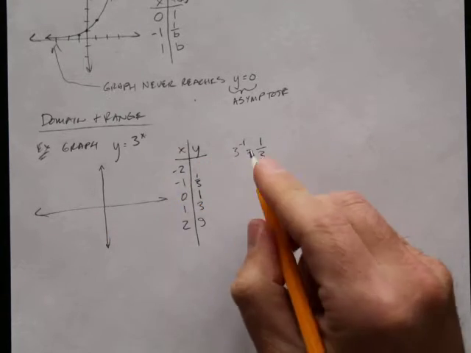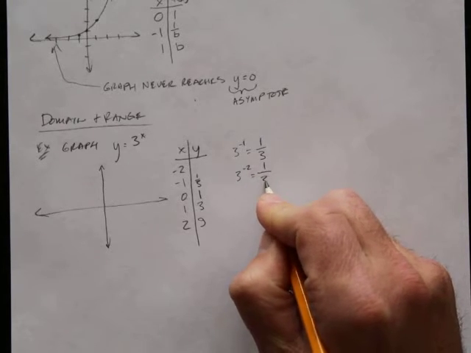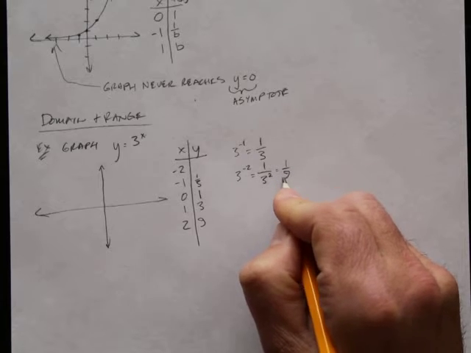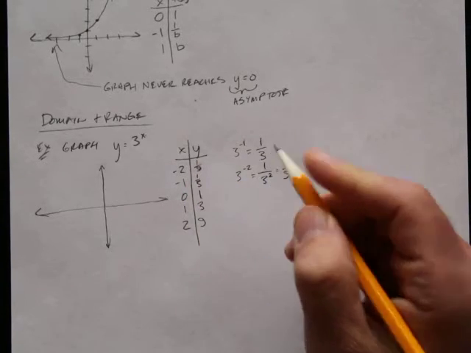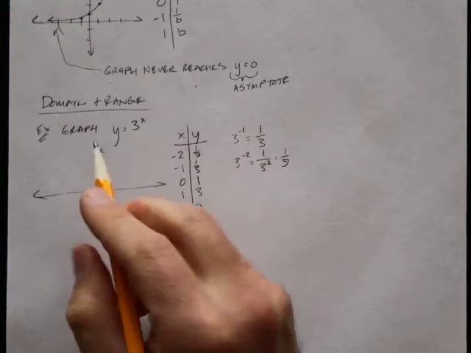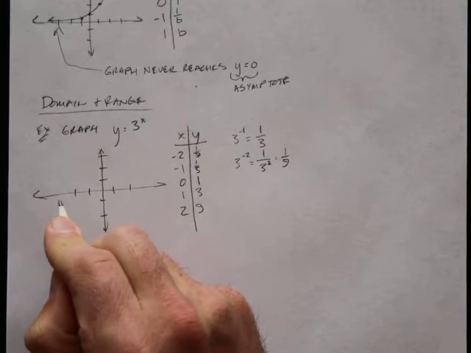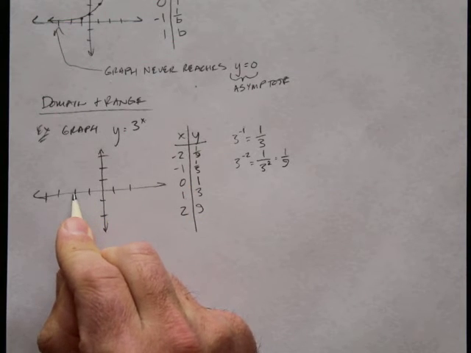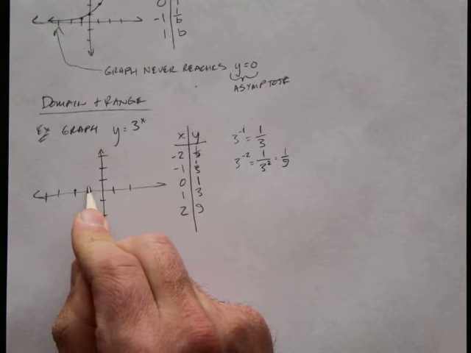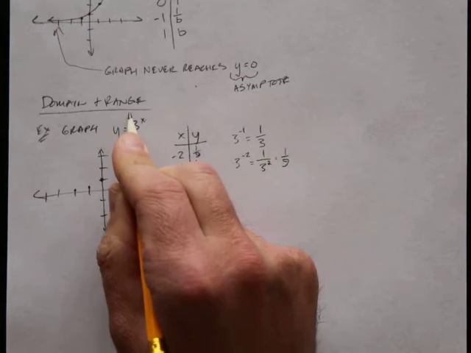Now here I've got -2, so 3 to the -2, that means I need to take this and put it underneath 3 to the +2. Once I get it to the other side, then it's positive. So 3 to the +2 is 9, giving 1 over 9. All right, so now let's go ahead and graph these. Let's make some pretty big marks here. -2, 1/9, so that's going to be pretty close to the x-axis. -1, 1/3, still pretty close. 0, 1, there we go. 1, 3, and then 2, 9 is way up here somewhere.